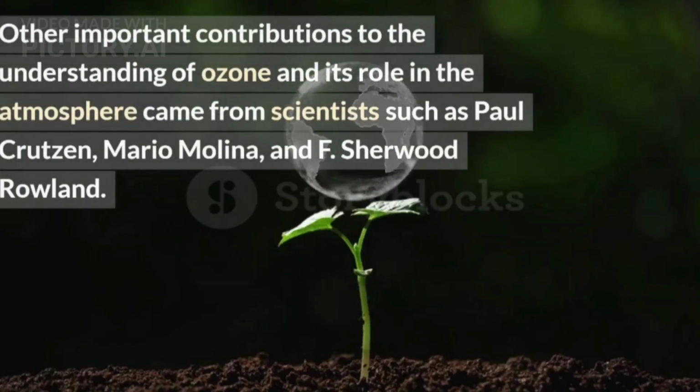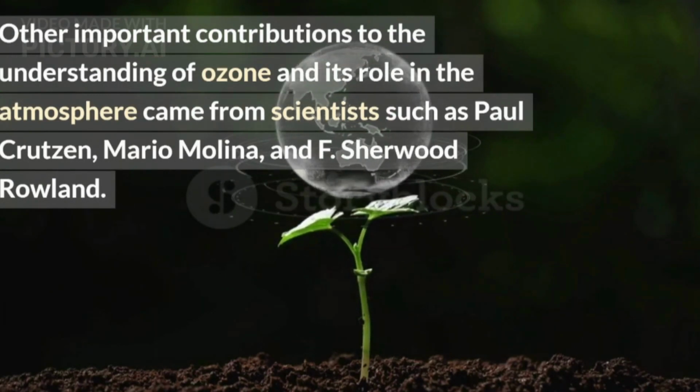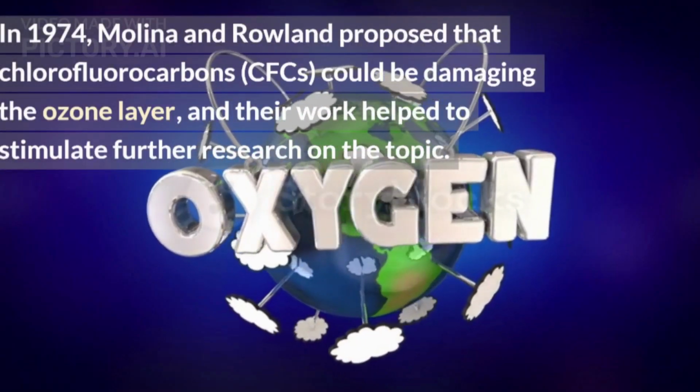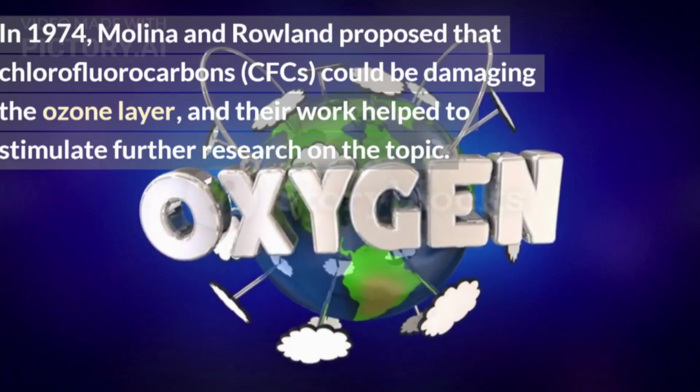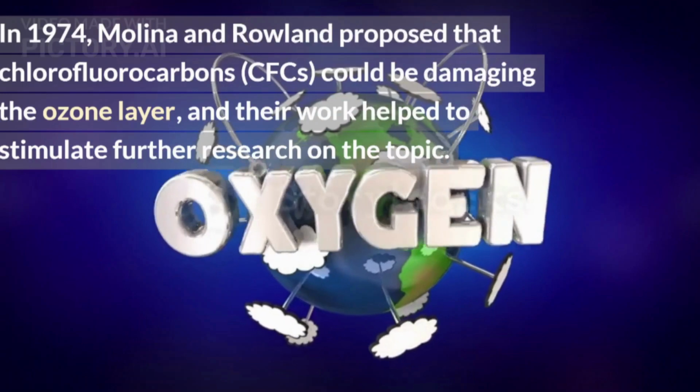Other important contributions to the understanding of ozone and its role in the atmosphere came from scientists such as Paul Crutzen, Mario Molina, and F. Sherwood Rowland. In 1974, Molina and Rowland proposed that chlorofluorocarbons, CFCs, could be damaging the ozone layer, and their work helped to stimulate further research on the topic.